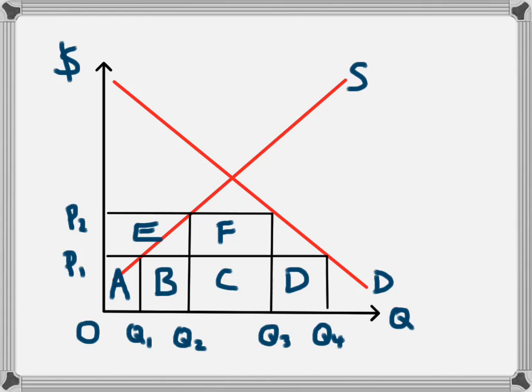A tariff is a tax on imported goods. The impact of this tax is that price increases from P1 to P2. And as a result of this, domestic supply increases from 0Q1 to 0Q2, and imports fall from Q1, Q4 down to Q2, Q3. And again, if that doesn't make sense, you should watch the tariff video where we go through that step by step.